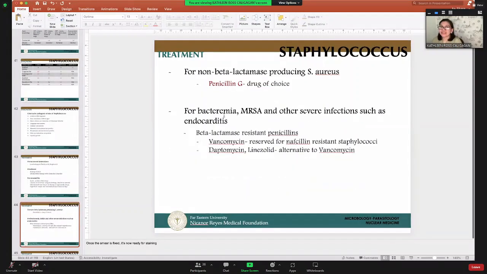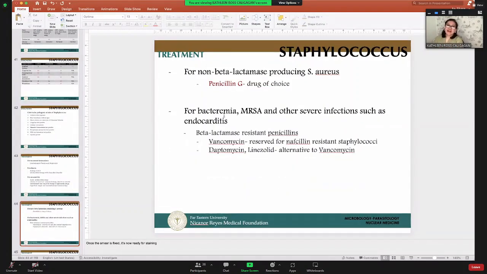Long-term antibiotic therapy. For non-beta lactamase producing enzyme, the drug of choice is penicillin G. For my lectures, I just usually ask what the drug of choice is. Although in some of my lectures, the doses are written there, the dosages. But usually I just ask the drug of choice. At this level, it's enough that you know the drug of choice. Maybe when you reach your third year level, that's when you're going to memorize the dose and everything else.